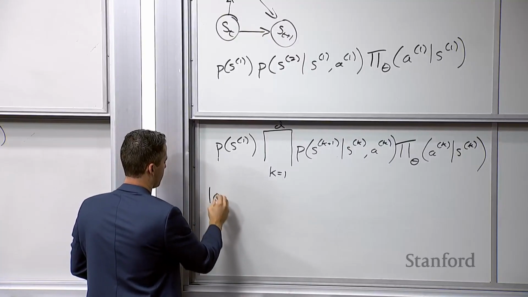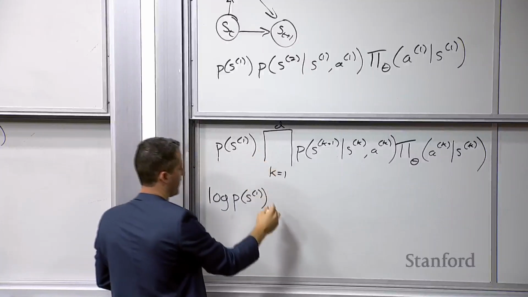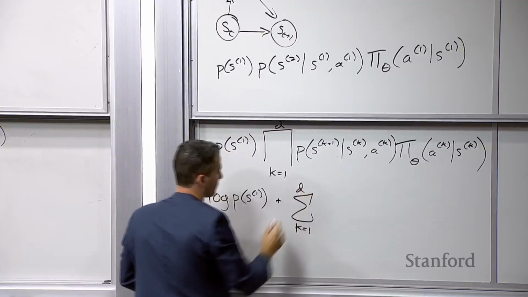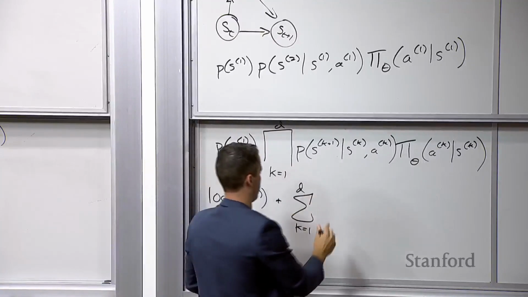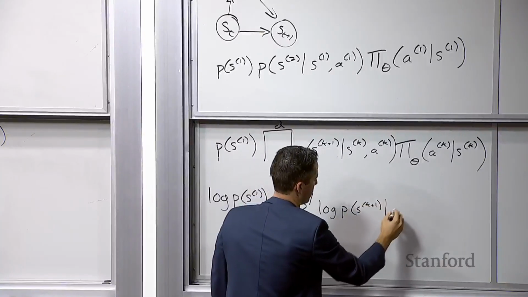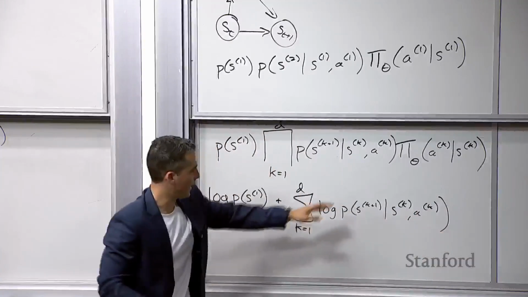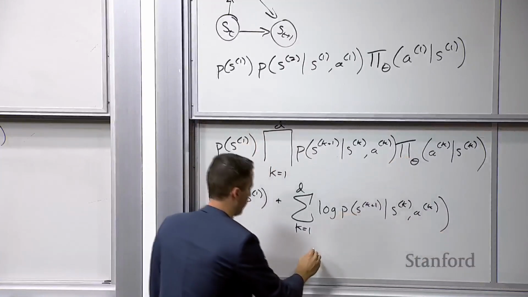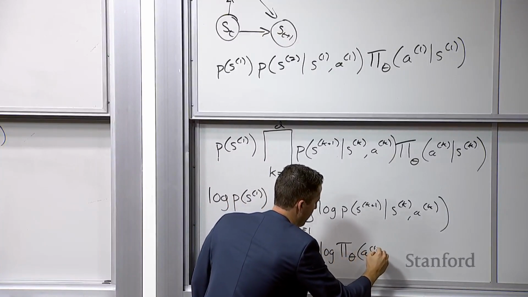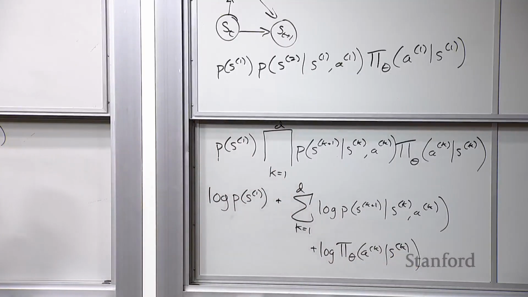When we take the log of this, it becomes log P of s1. This product here becomes a sum, so we get the sum from k equals 1 to d of log of this term: log P of sk plus 1, given we were in sk and took action ak. And then the last term here is this pi theta, so plus log pi theta of ak given sk. Okay, so one out of two steps done now.